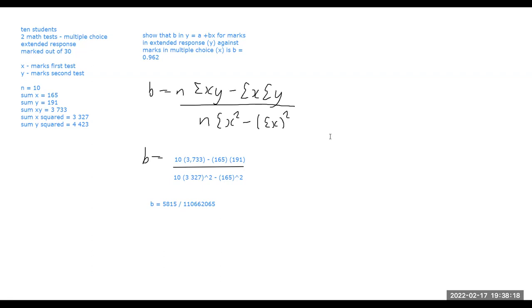Three three two seven squared minus 165 squared. What was the answer supposed to be? 0.981. Something was off there. I don't think I should have squared the sum of x squared. I did that by accident.